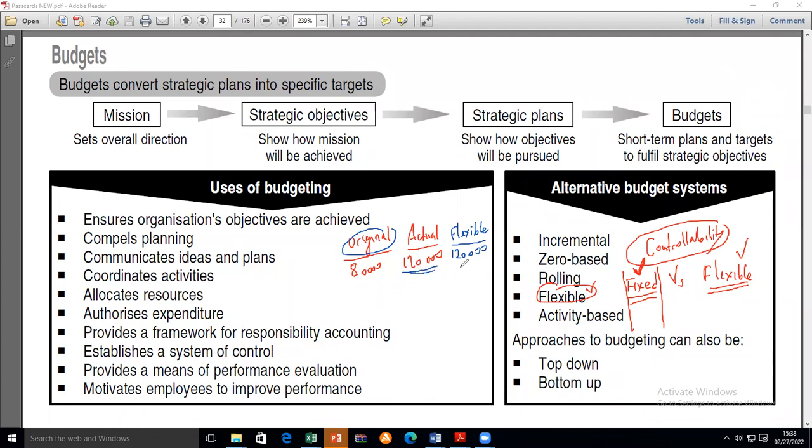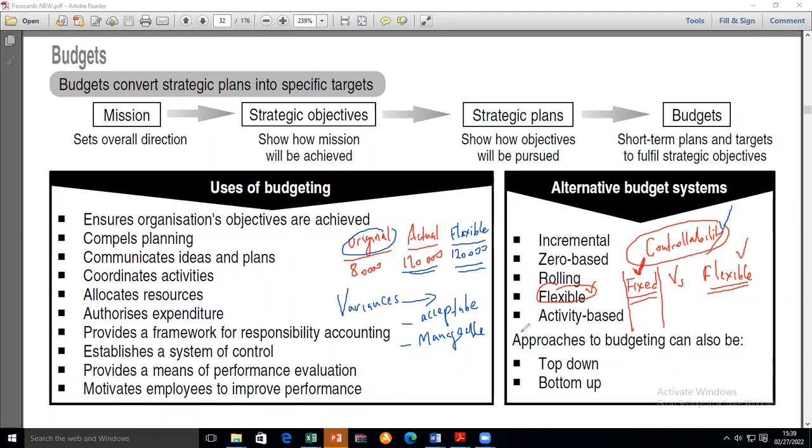So we've got the actual. So we flex our budget. And once we flex our budget, our variances will be acceptable. And it will motivate employees. It becomes easier to manage now because we have got variances which are meaningful. Meaningful variances. So flexing your budget is an approach which helps us to improve on the aspect of controllability.